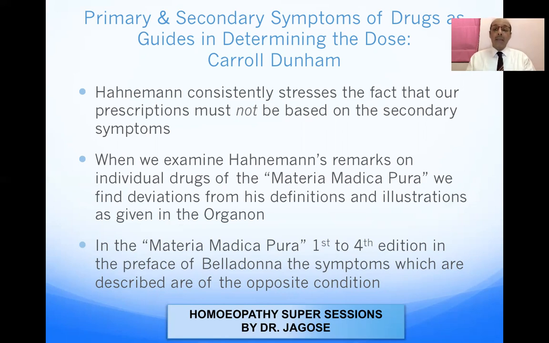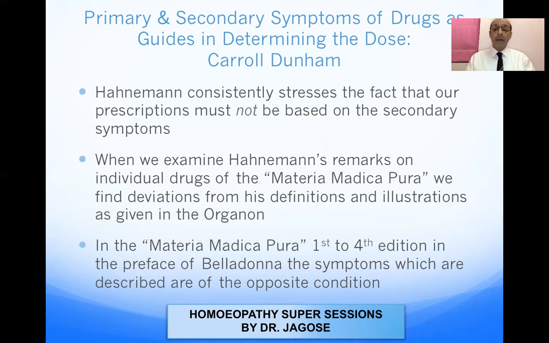When we examine Hahnemann's remarks on the individual drugs of the Materia Medica Pura, we find deviations from its definitions and illustrations as given in the Organon. So now let us see what deviations Dr. Hahnemann has, as said in the Materia Medica Pura as well as in the Organon.